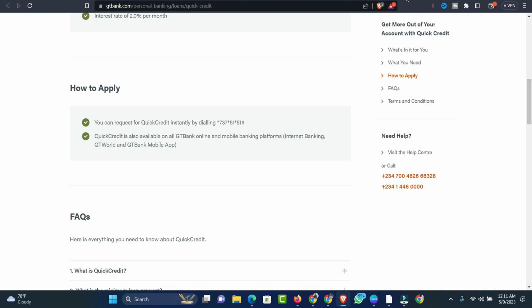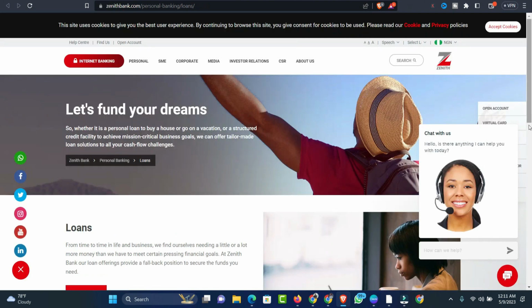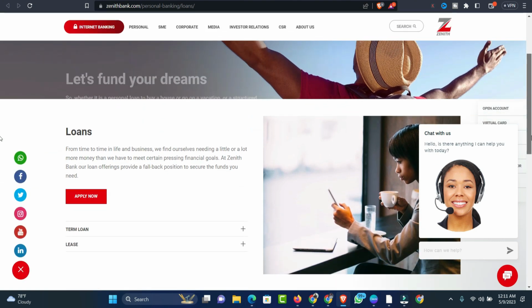So another platform is Zenith Payday Loan, which you can also use to request a payday loan without any stress. And it's also very easy to get a payday loan with Zenith Bank. What you just have to do is click on apply or visit any nearest Zenith Bank to request for Zenith Payday Loans. Then from there you'll be able to see how to go about it.